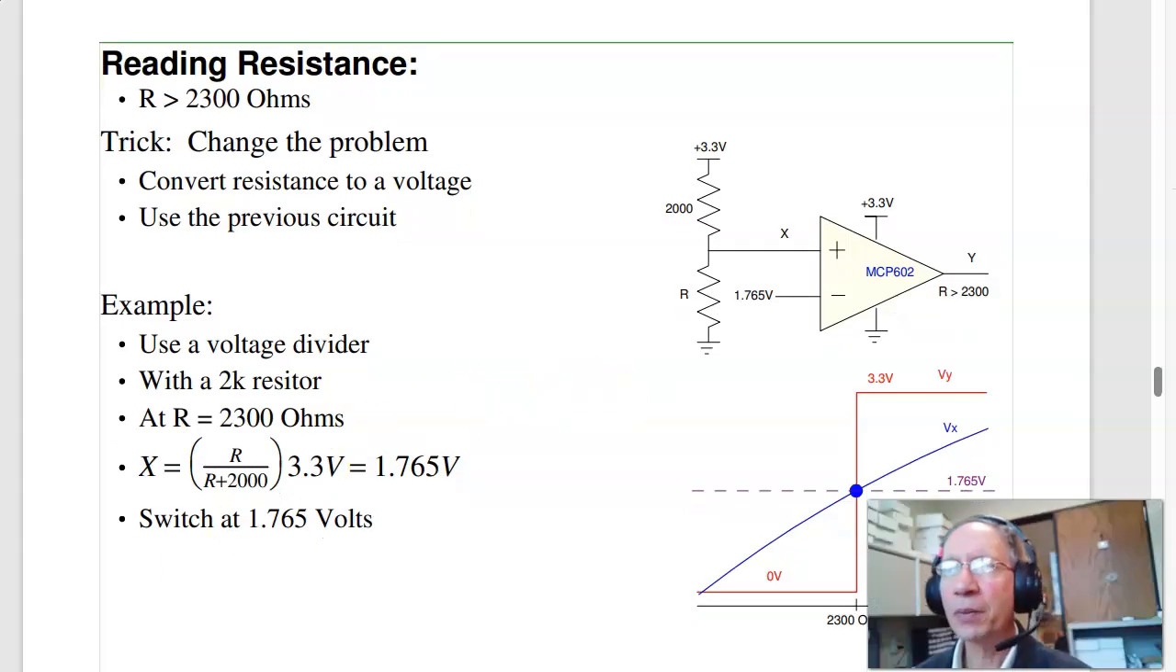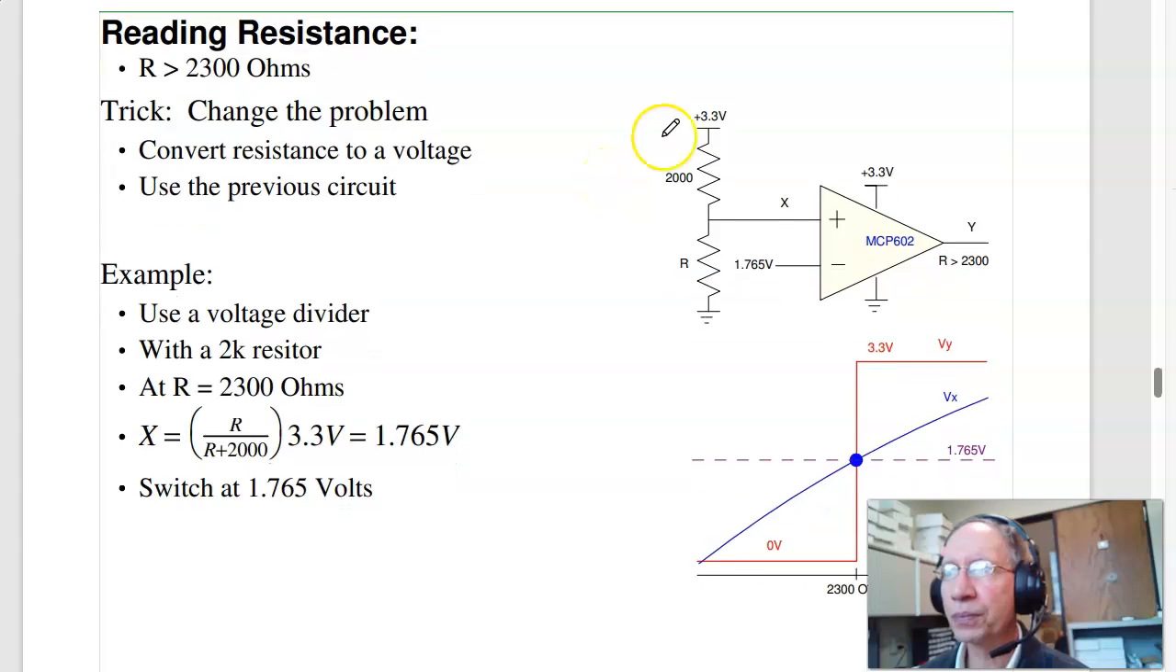Suppose instead I want to find out, I've got some unknown resistance. Is it more than 2300 ohms? Well, one way to do that is change the problem to fit the solution. I know how to solve a problem if the output is a voltage. Convert resistance to voltage, and one way to do that is a voltage divider. If I choose the 2K resistor, then 2300 ohms corresponds to 1.765 volts. I want to switch at 1.765.